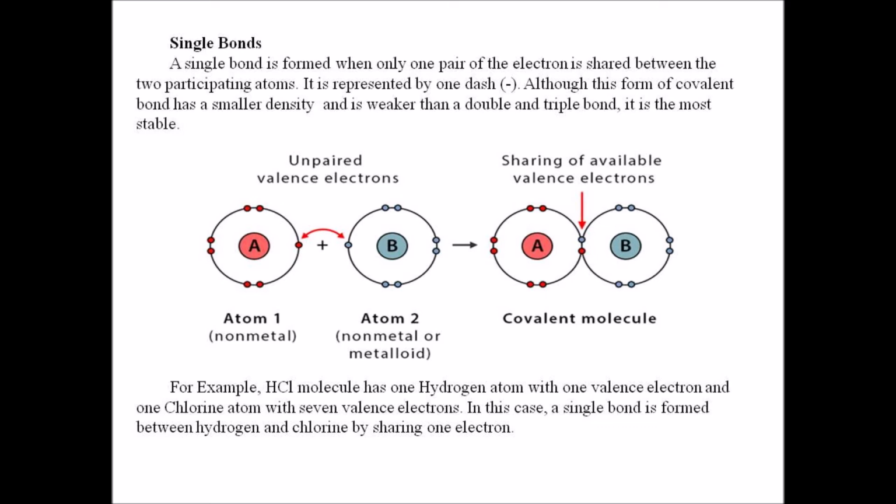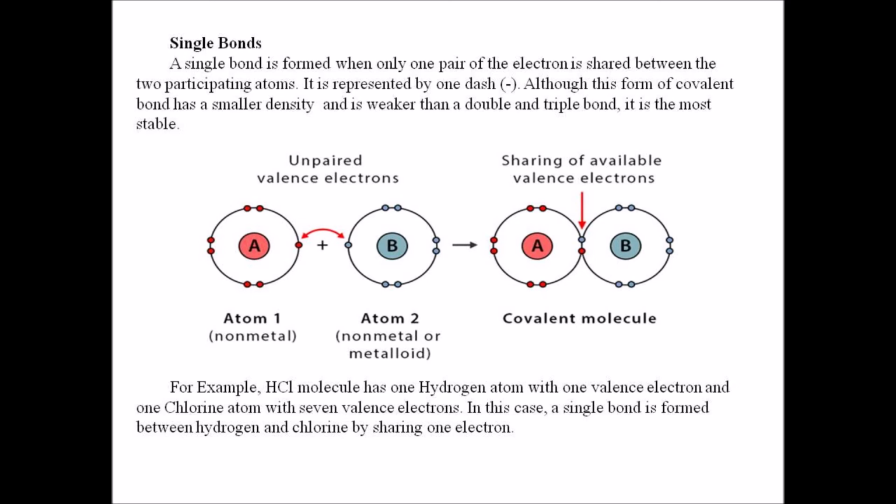See, atoms 1 and 2 have an unpaired valence electron, but when shared together, a covalent or stable molecule is formed. An example is the formation of hydrogen chloride or hydrochloric acid, the HCl molecule. Here hydrogen has only one electron in the outermost shell, and chlorine has 7 electrons in the outermost shell. So what will happen? Both will undergo sharing or pairing of the electrons and form a covalent molecule called hydrogen chloride or hydrochloric acid.